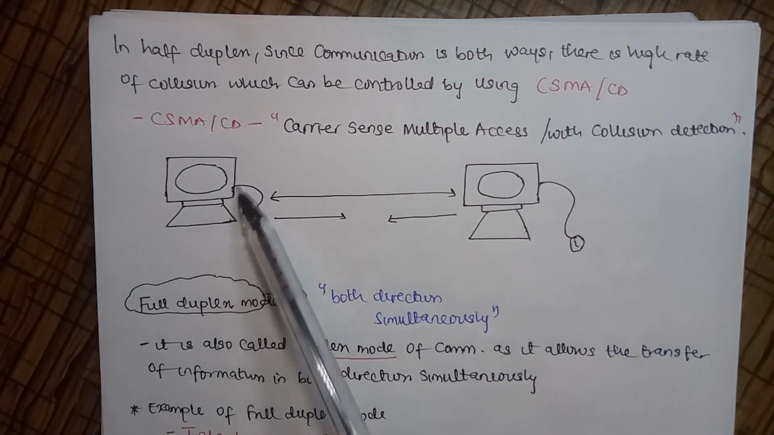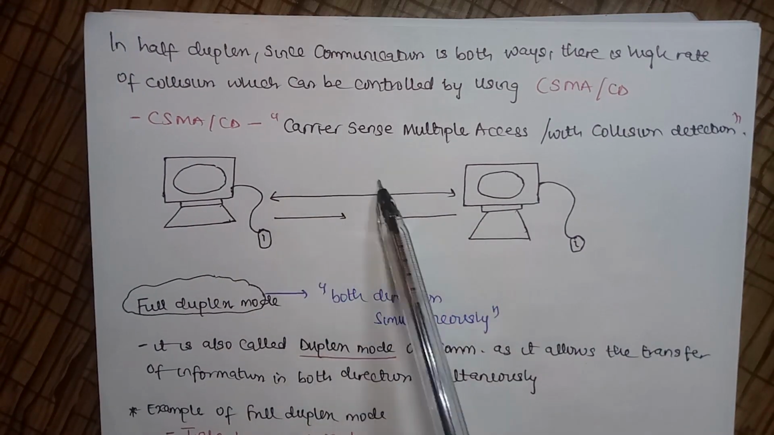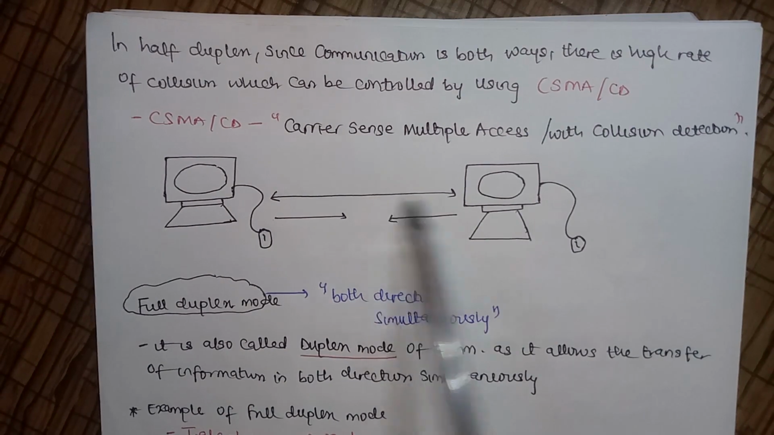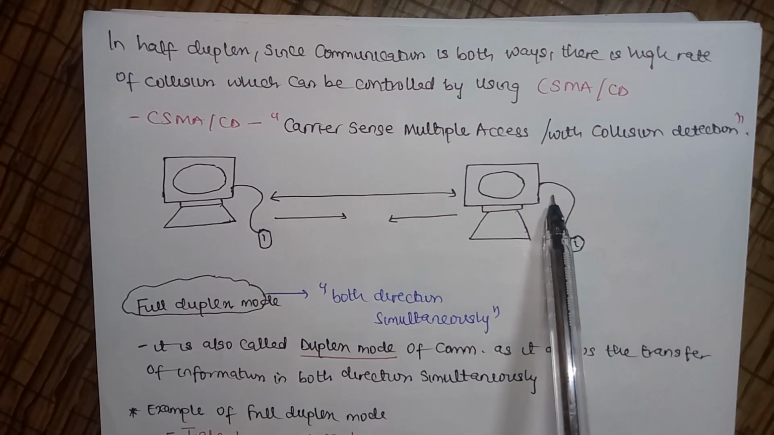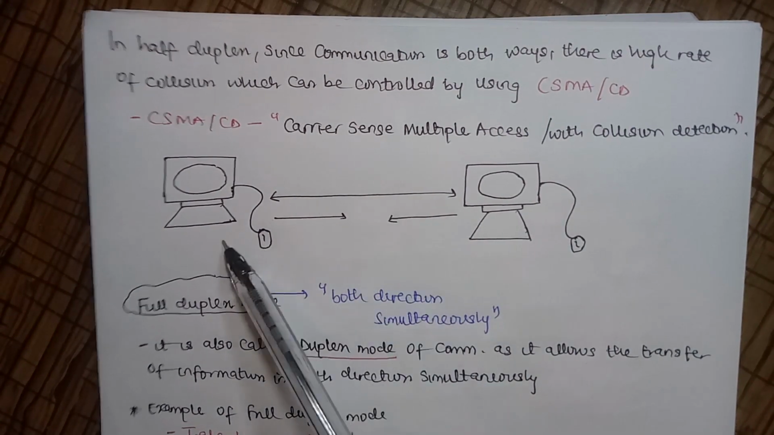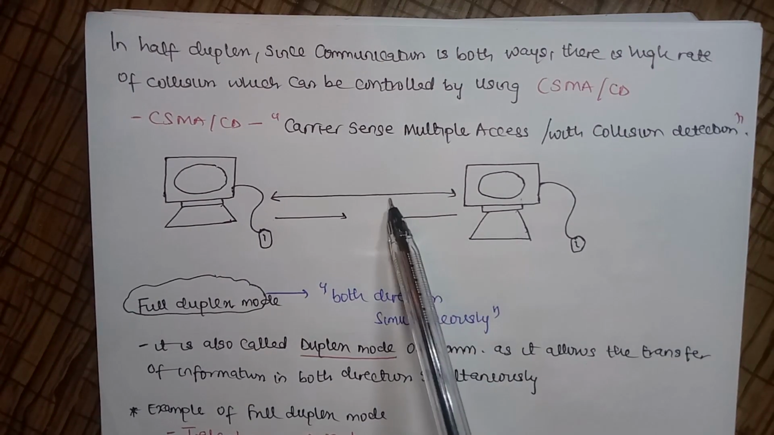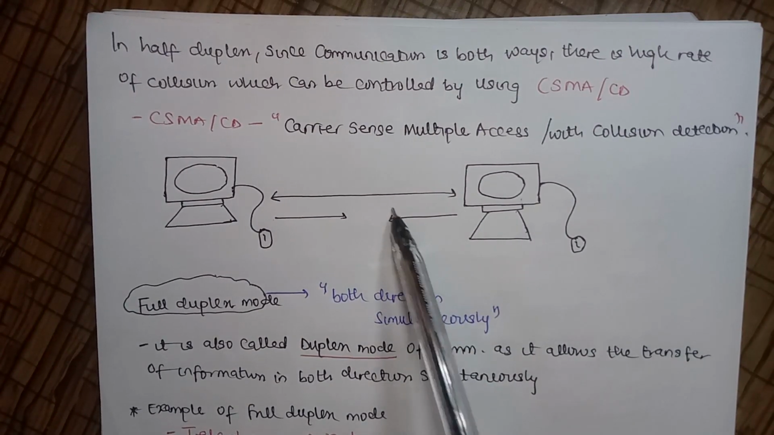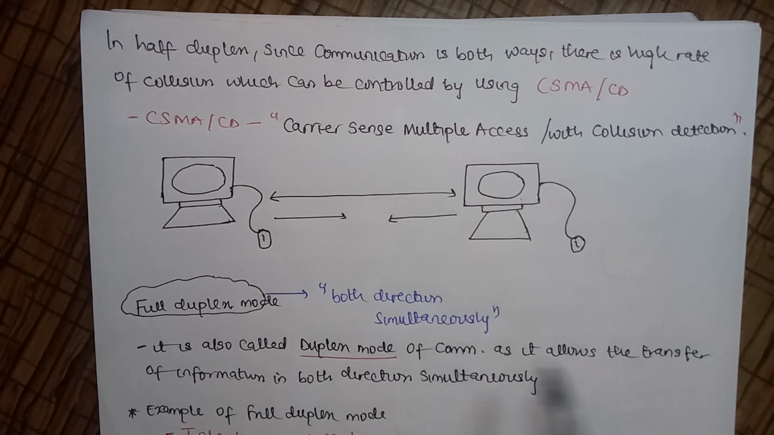So firstly, if device A is sending to B, it checks if the channel is idle. Okay, B is not actually sending anything. Good, let me send. But if while transmitting it detects that B is also trying to send, there is a collision, so it sends an abort signal and the process restarts again.